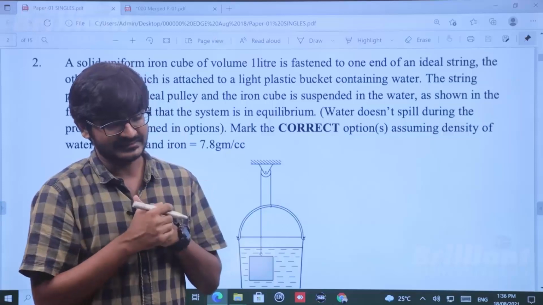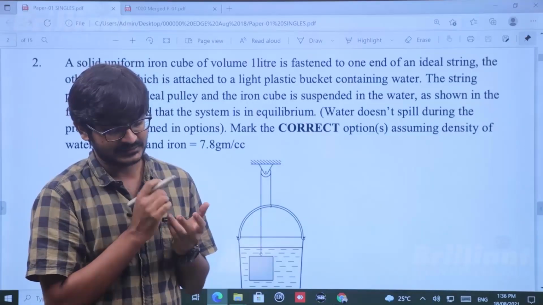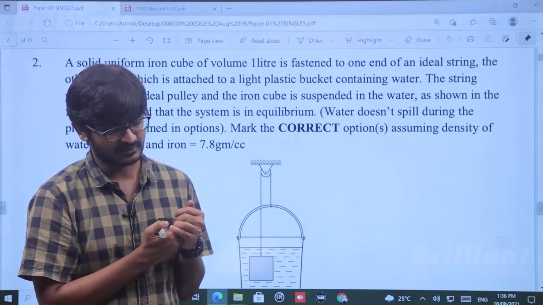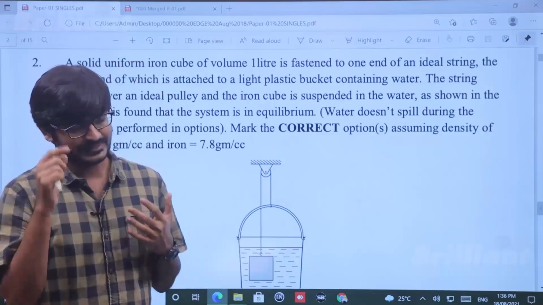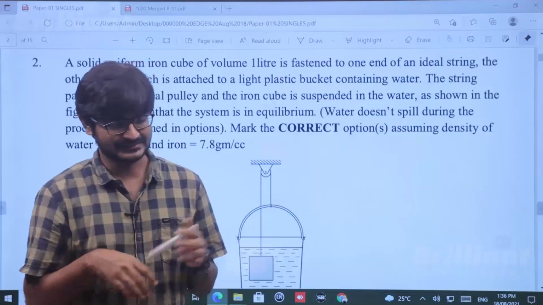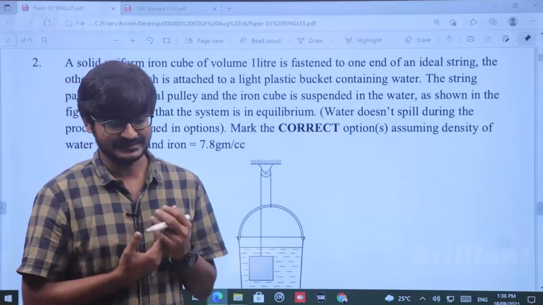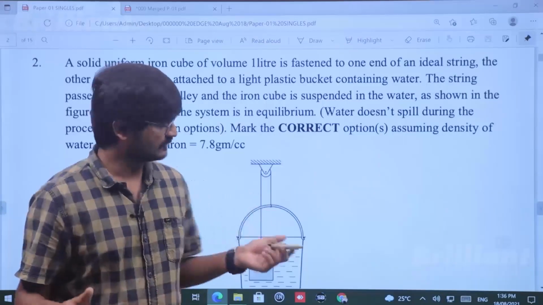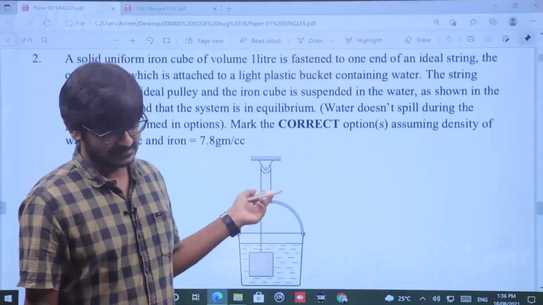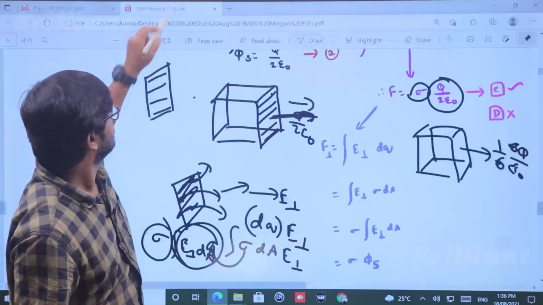It is found that the system is in equilibrium. Water doesn't spill during the operations performed. You need to mark the correct options, and the density of water is 1 gram per cc and iron is 7.8 gram per cc. Now if you look at the options, in all the options we are bothered about liters only, so we don't have to calculate the exact value of weight and stuff.